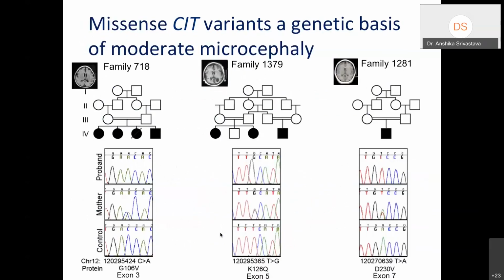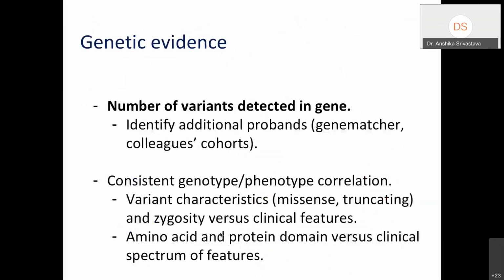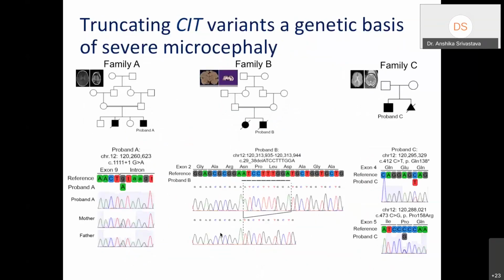Then we also identified additional variants, which were missense variants. And we observed that the missense citron kinase variant gives the phenotype of moderate microcephaly, whereas in case of truncating variants, it was more severe microcephaly, a very small brain, and the proband could not survive. As soon as they were born, they would die in a couple of days or maybe in a few hours.